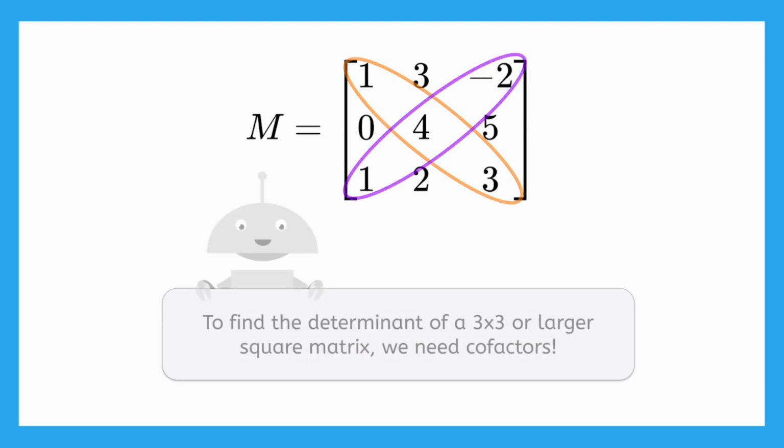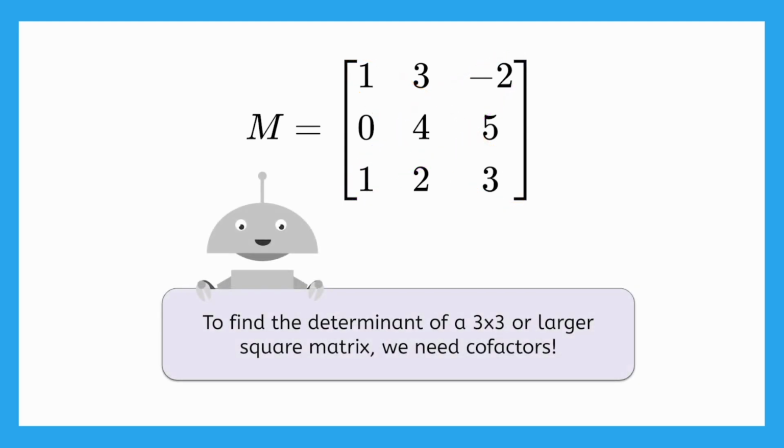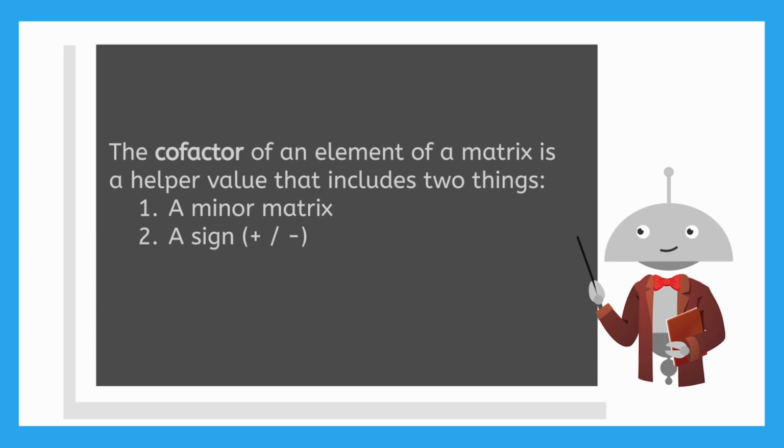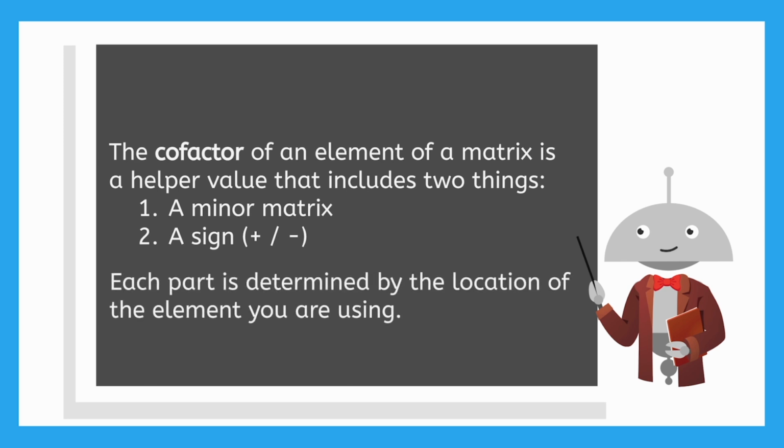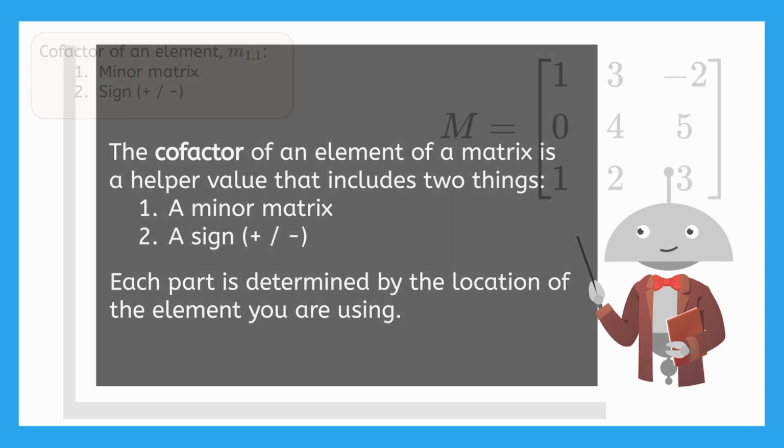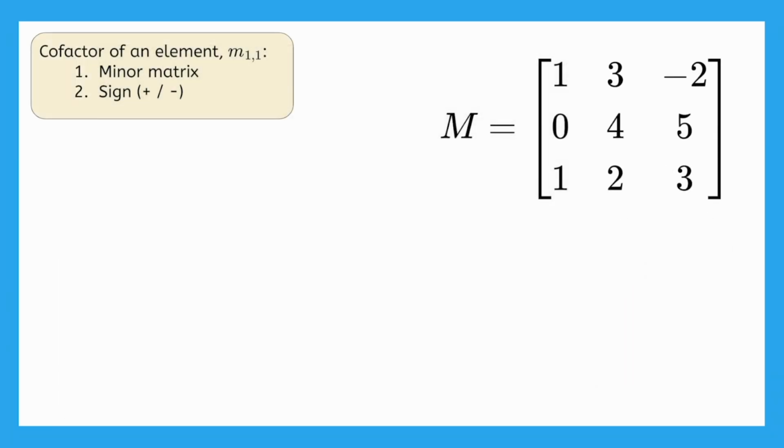To find the determinant of a 3 by 3 or larger square matrix, I have to use something called cofactors. The cofactor of an element of a matrix is a helper value that includes 2 things: a minor matrix and a sign. Each of these parts is determined by the location of the element you are using. To practice finding a cofactor, let's return to matrix M. For this example, I'm going to use the elements in the first row, but you can do this process using any row or column and arrive at the same result.